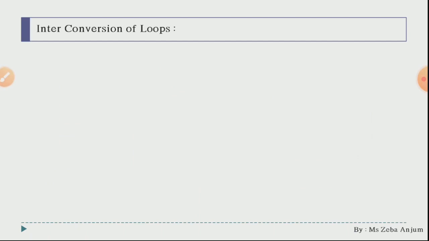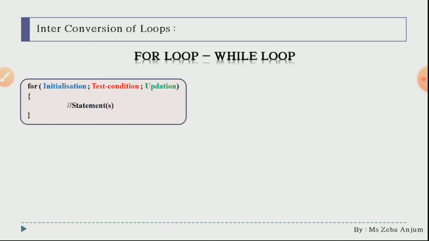Now moving further with the interconversion of loops. Firstly we will see how we are going to convert our for loop into an appropriate while loop. Before directly jumping on to our problem, let us see the syntax. See the syntax of the for loop. You might have learned this syntax. I'm not going to explain it again to you.